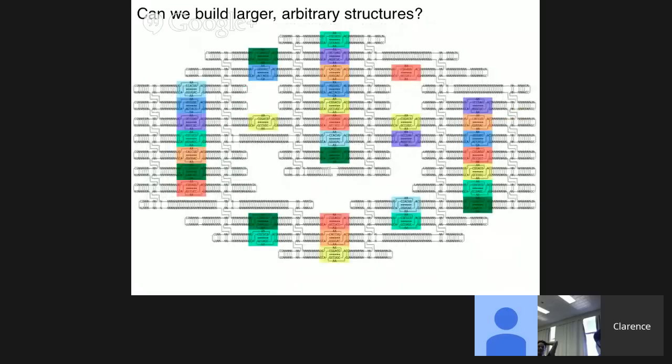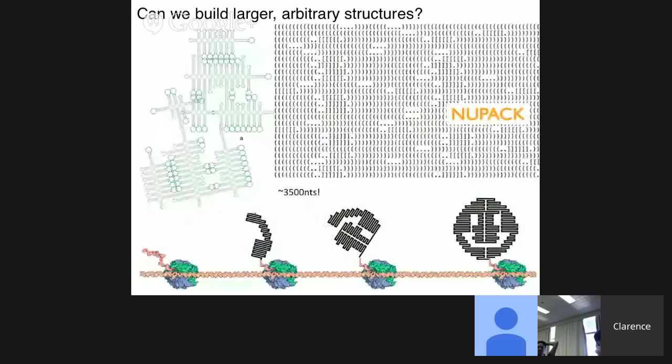So this is a big complicated shape, and it looks nice the way I drew it out. But to NUPACK, it just looks like a bunch of stuff like this. I'm amazed that NUPACK can even consider this. But this is 3,500 nucleotides. And we have this dream of some polymerase going around and producing it. But I think it's really hard.